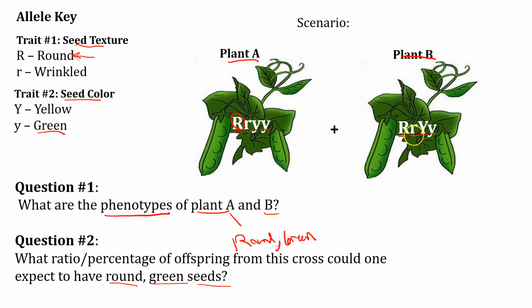And then in this plant, this is going to be round as well because we still have that dominant allele. But now we actually have a dominant allele in the second trait, seed color, so these are going to be round yellow seeds in these plants. Okay, so that would be the answer to question number 1.